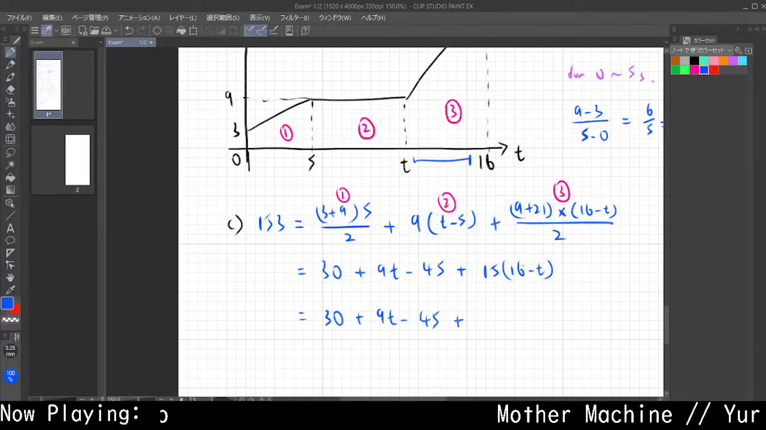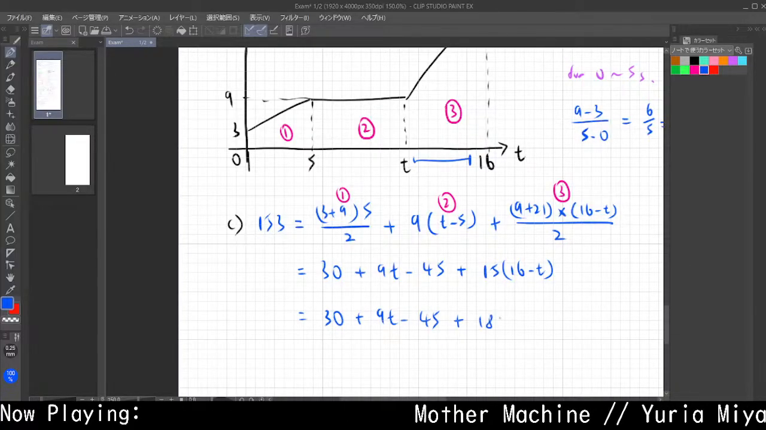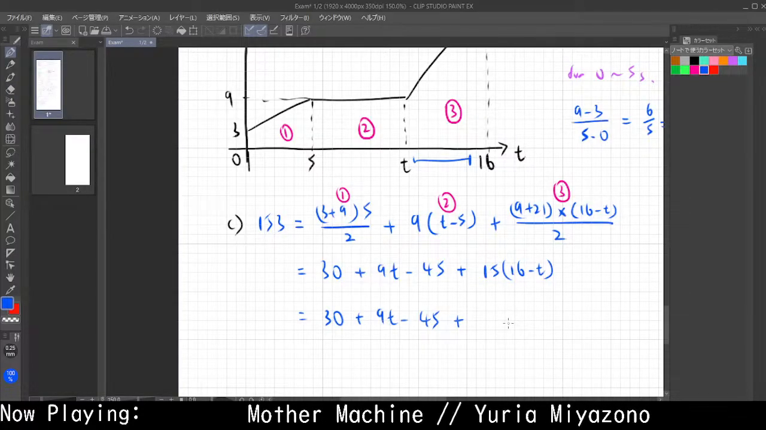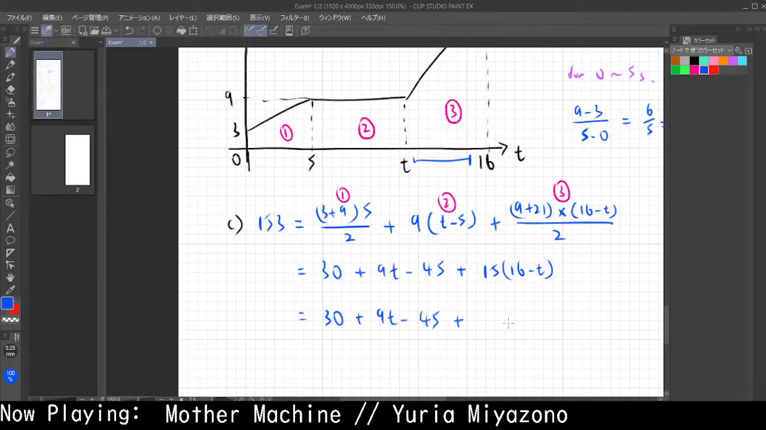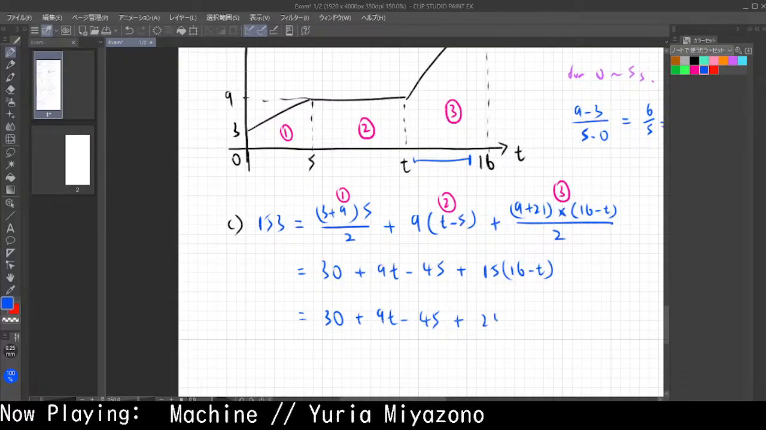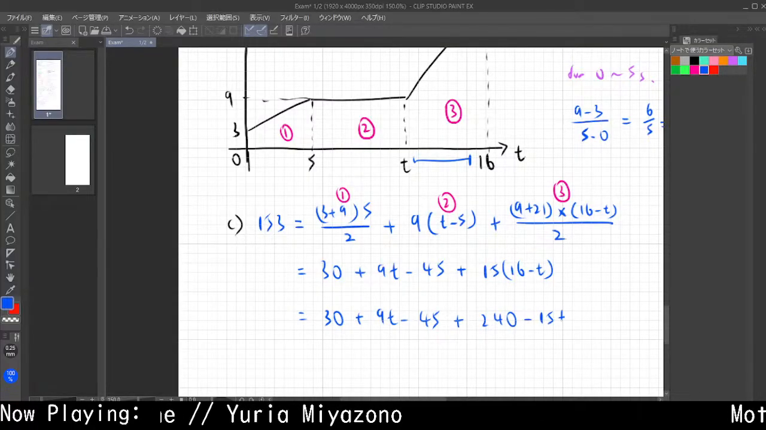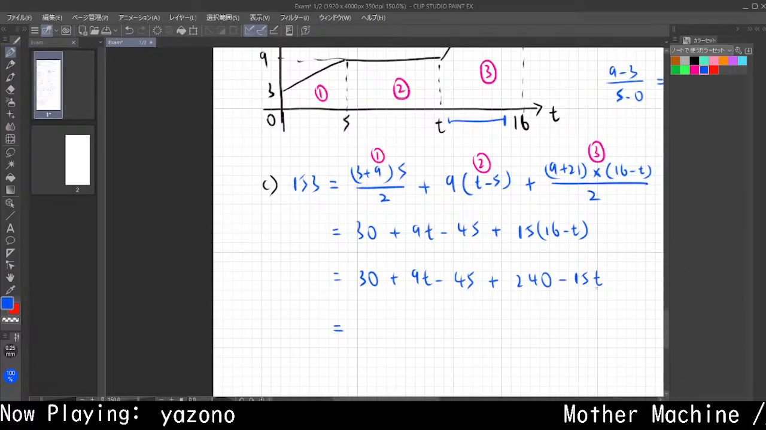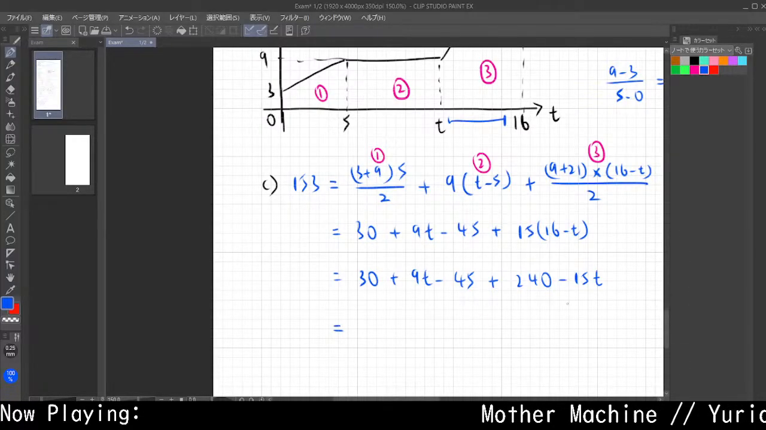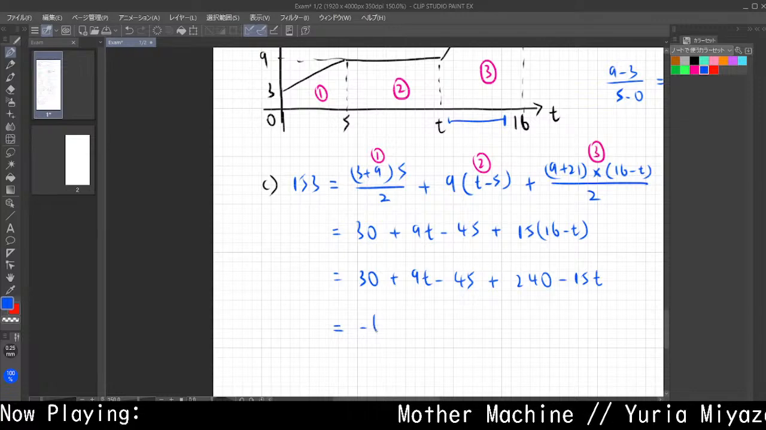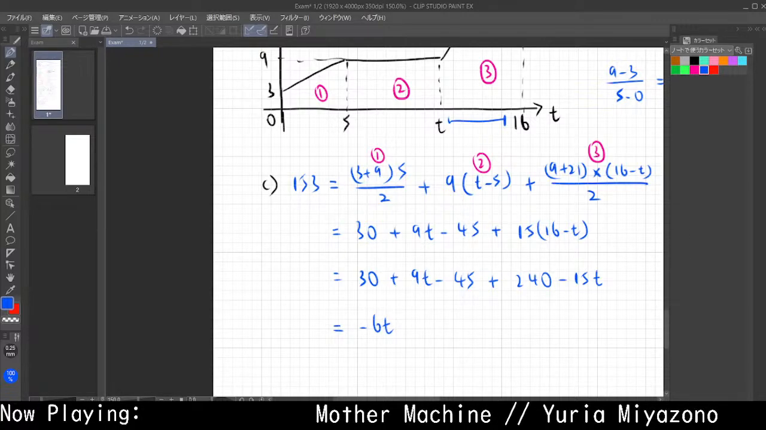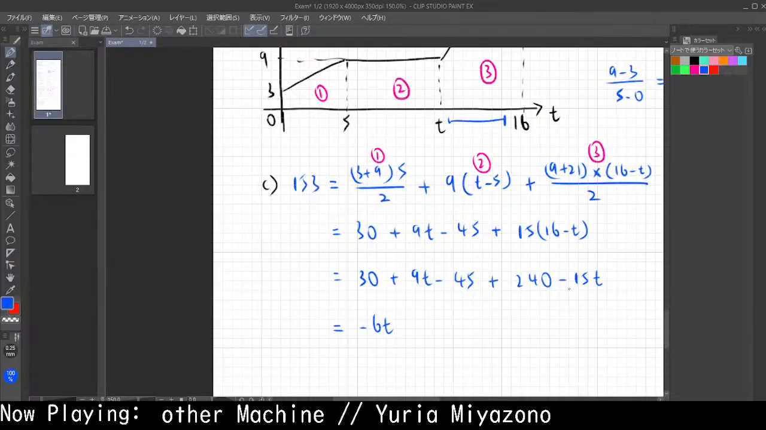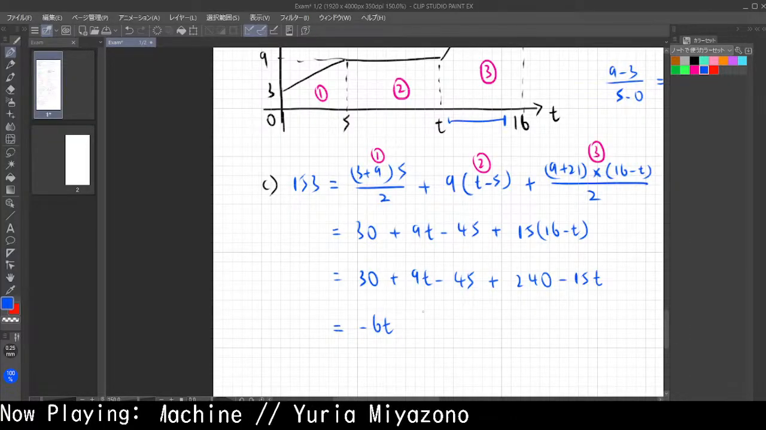15 times 16, you can hit your calculator, 180. No, that's incorrect. I was eyeballing it too much. 240. And then minus 15t. Okay, then you have 9 minus 15 minus 60. 30 minus 45 plus 240. Just plug in the calculator. You should be able to get 225.